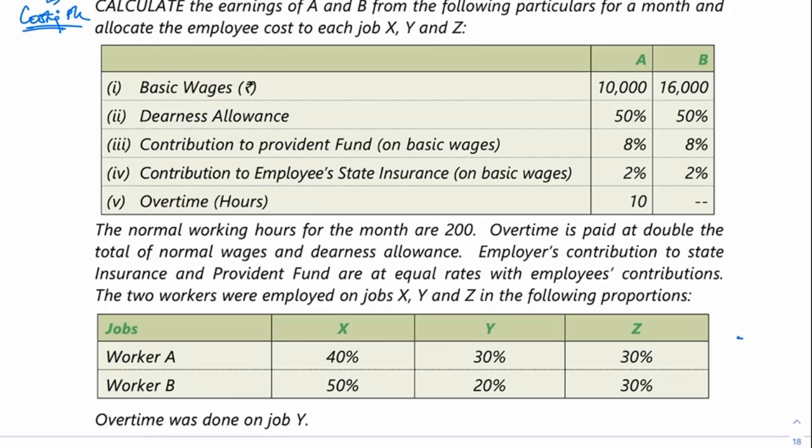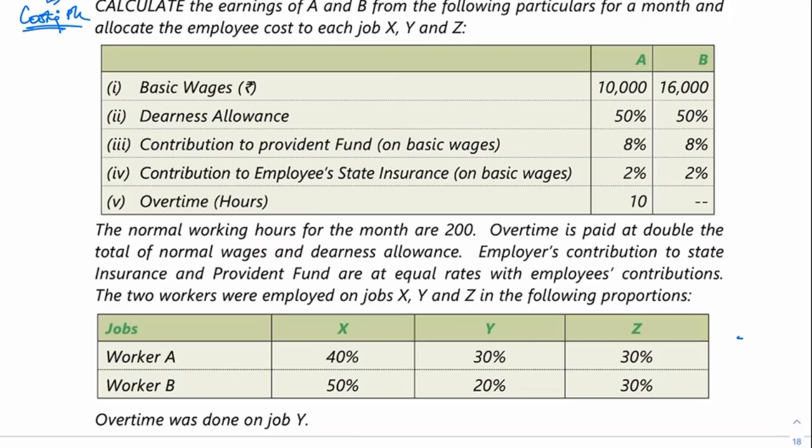twice of it. But who's doing the overtime? It's only A. Employees' contribution to the ESI and Provident Fund are at equal rates with the employer's contribution. Two workers are employed on job X and job Y in the following proportions. A works 40%, 30%, 30%, B works 50%, 20%. Overtime was done only on job Y. So that additional 10 hours A is working has to be charged only to which job? To Y. Are you clear?